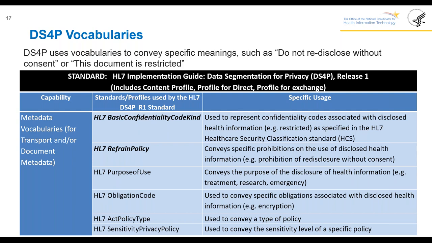And then the refrain policy that is contained with that specifies any further special handling instructions, such as a prohibition on redisclosure without consent. And there are others as well, such as purpose of use, obligation codes, and sensitivity policies. So with that, I'm going to conclude my portion of the presentation here.